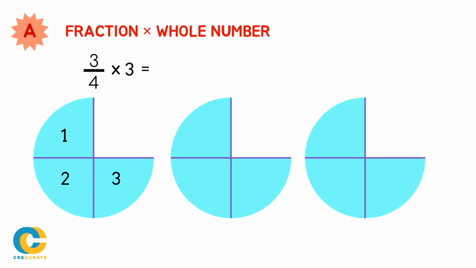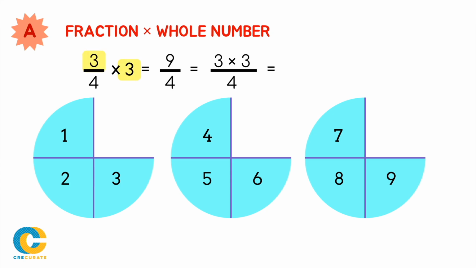By counting the number of quarters, we see that we have 9 quarters, which can be written as 9/4. Notice that the denominator remains as 4, and the numerator is the same as 3 times 3, which is the multiplication of the numerator with the whole number. Since 4 quarters make a whole, 8 quarters make 2 wholes, and we can write 9 quarters as 2 wholes and 1 quarter.